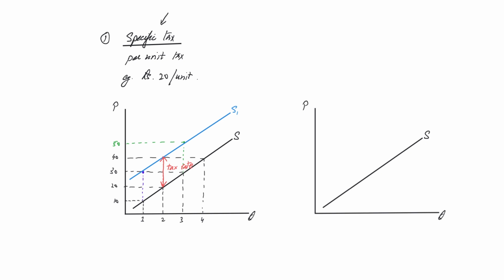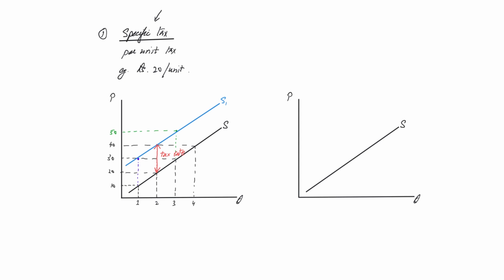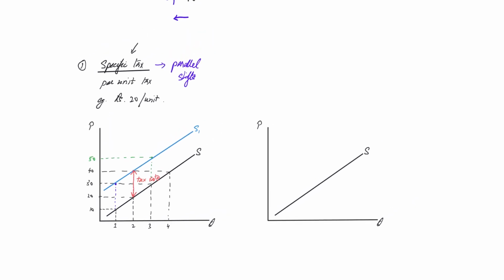As far as the producer goes, he takes this 20 rupees specific tax into account and he just shifts his supply curve upwards. And in case of a specific tax, you get a parallel shift upwards because it's a per unit tax, and this is how the tax rate will be included. Okay, so this is the specific tax that we want to talk about.